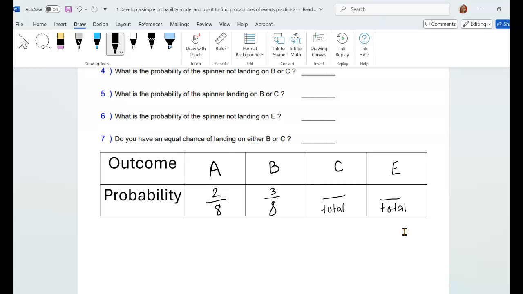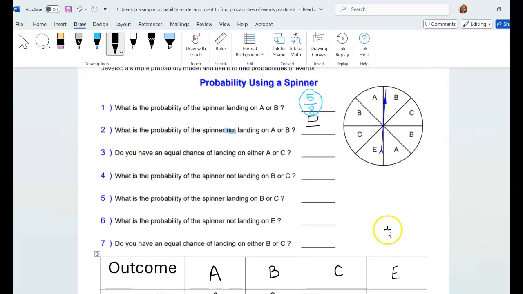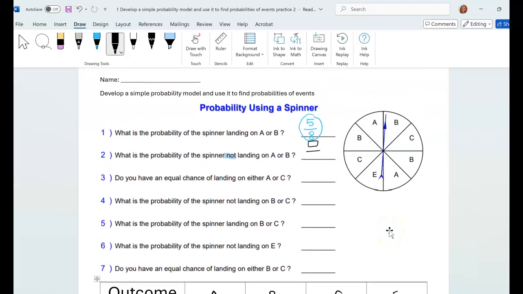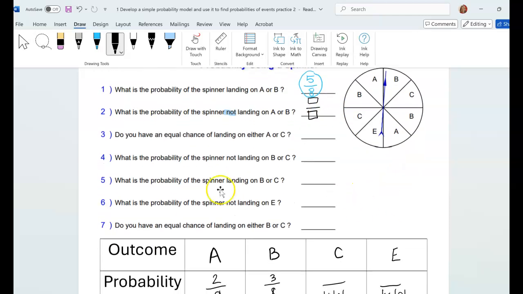I just love erasers. Okay. So I believe in you. I believe you have those filled in. Total goes here.